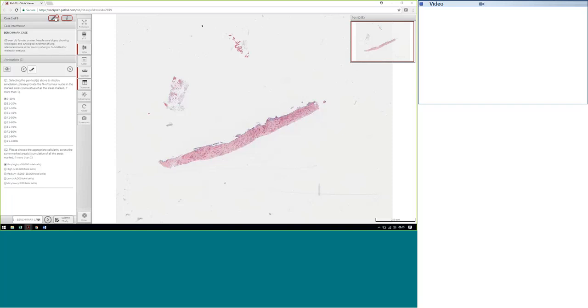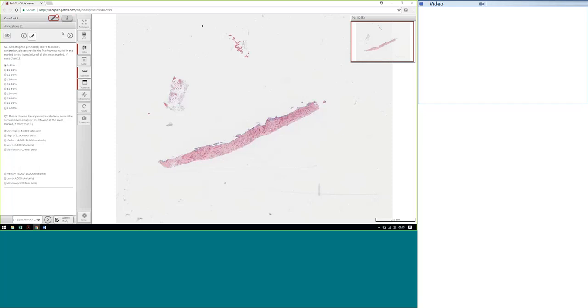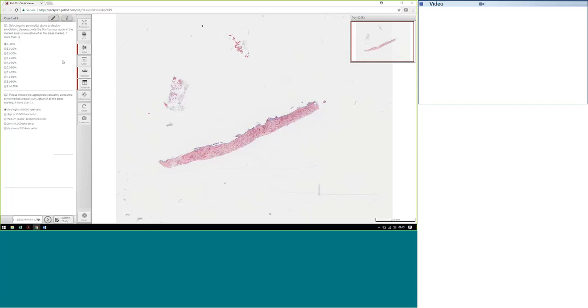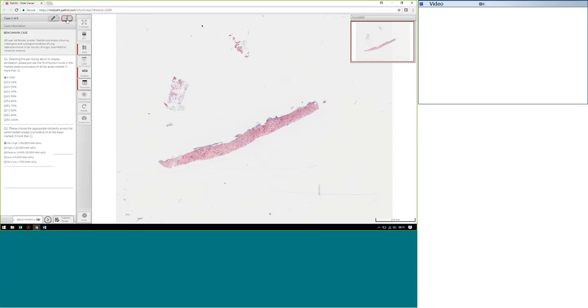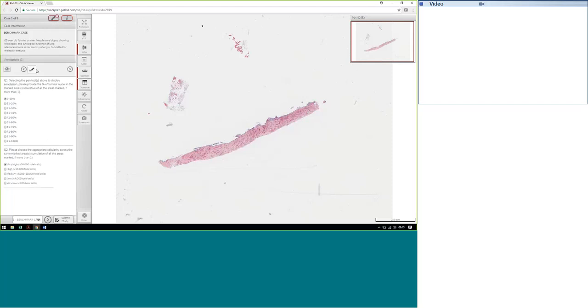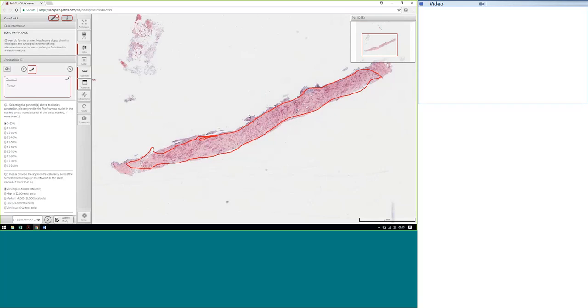So if we go to the annotation, just to show the annotations. Okay, we're not being able to show the annotations there, but the annotations that were previously marked up. Here we go. So these are the previous annotations marked.